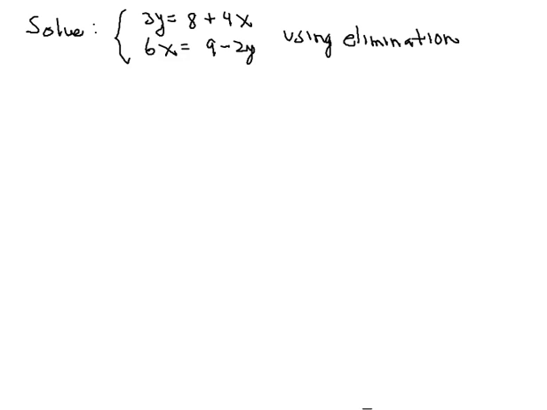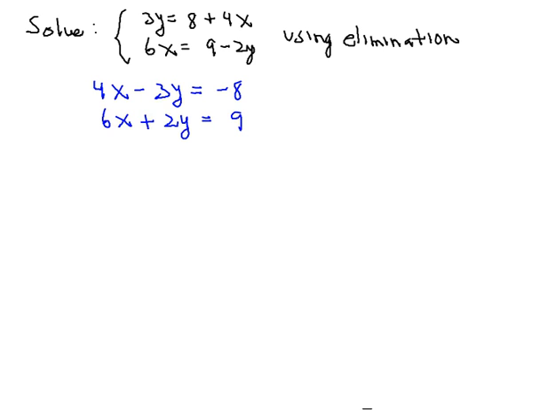The first equation will become 4x minus 3y equals negative 8. And the second equation becomes 6x plus 2y is equal to 9.